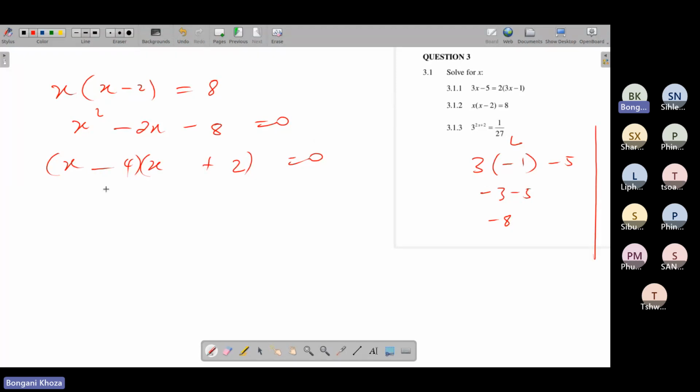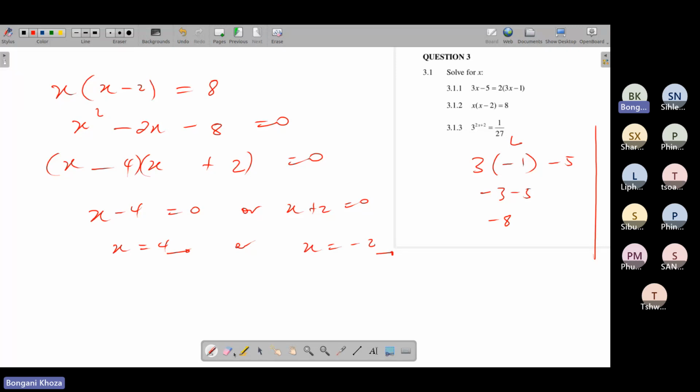So now this equals 0. You can say this bracket will give me 0, or that bracket will give me 0. So it's x minus 4 equals 0, or x plus 2 equals 0. So this is x equals 4, or x equals negative 2.